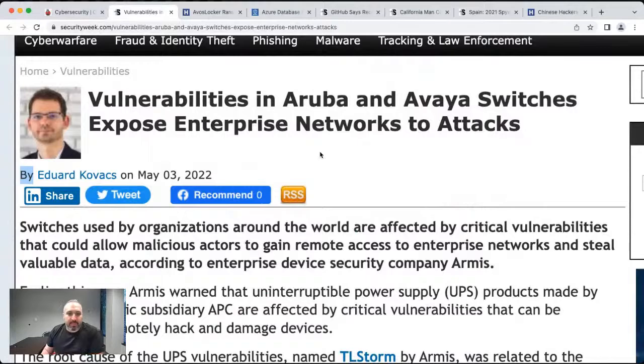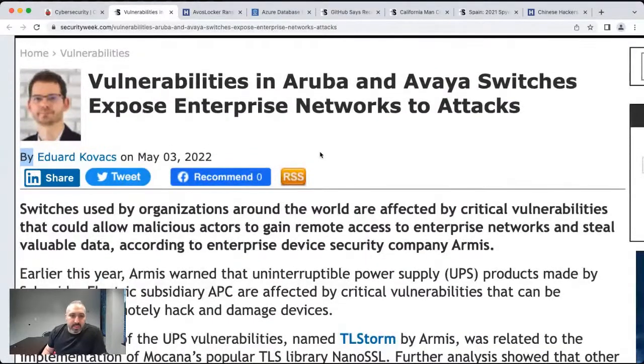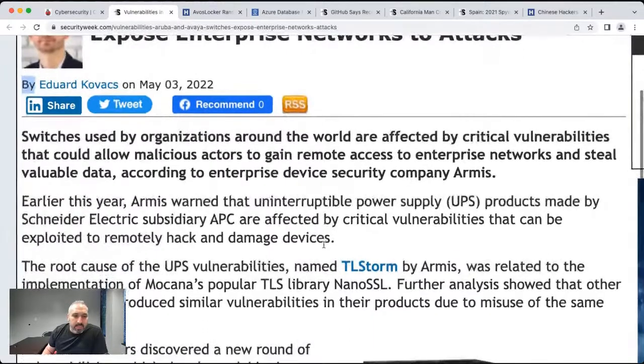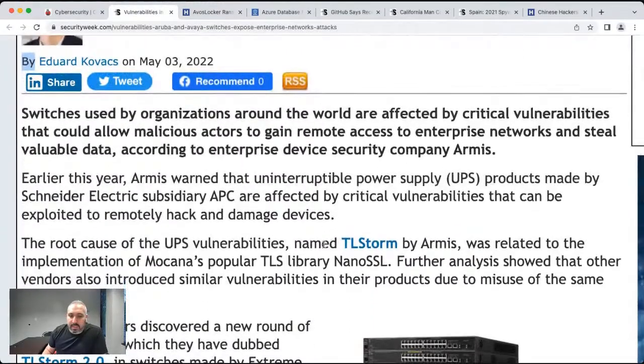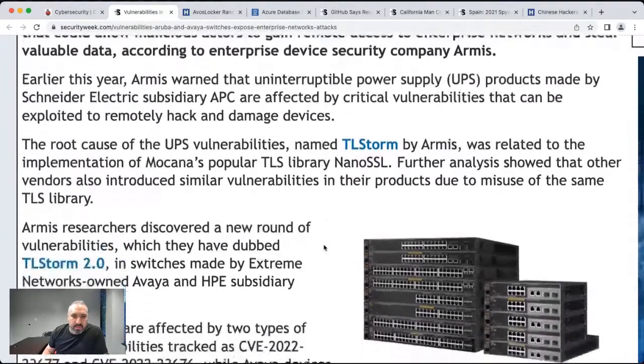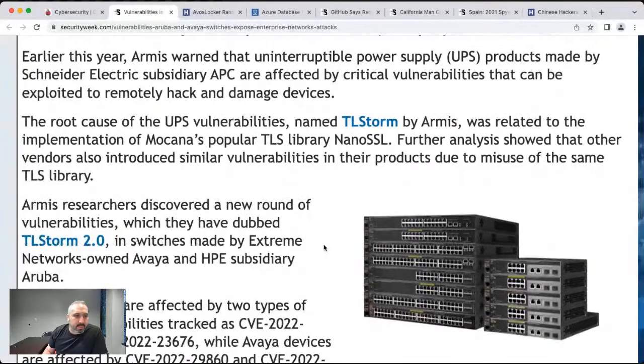There's a slew of vulnerabilities in Aruba and Avaya switches that's exposing enterprise traffic to networks. Armis has already warned that uninterruptible power supply products made by Schneider Electric subsidiary APC are affected by a critical vulnerability that can be exploited. The root cause of the UPS vulnerability is named TLStorm by Armis, and was related to the implementation of the popular Mocana TLS library NanoSSL.